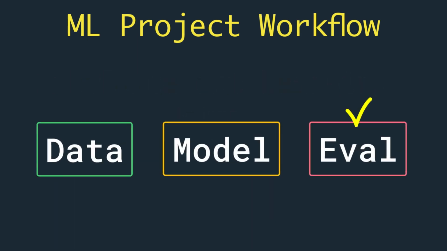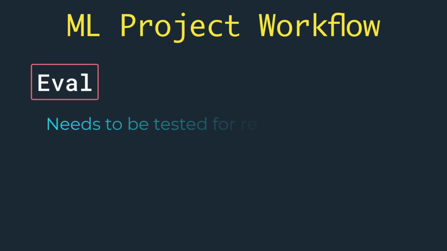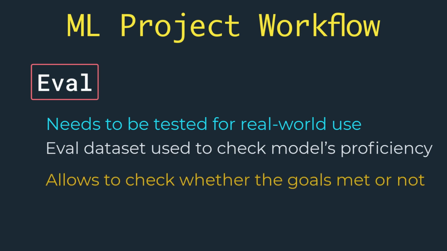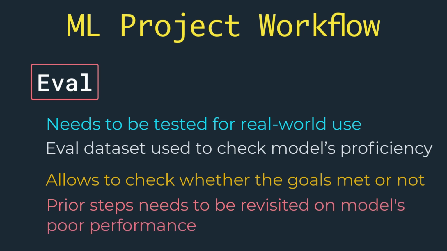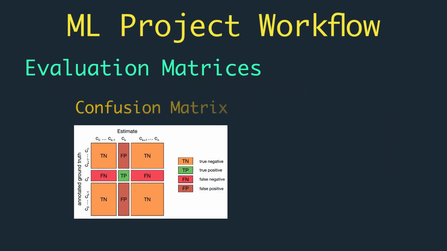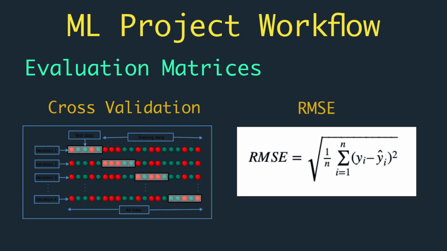The next phase in our workflow is the model evaluation. With the model trained, it needs to be tested to see if it would operate well in real-world situations. That is why the part of the dataset created for evaluation is used to check the model's proficiency. This puts the model in a scenario where it encounters situations that were not a part of its training. Evaluation becomes highly important when it comes to commercial applications. Evaluation allows machine learning practitioners to check whether the goals they set out to achieve were met or not. If the results are not satisfying, then the prior steps need to be revisited so that the root cause behind the model's underperformance can be identified and subsequently rectified. There are several evaluation metrics, like confusion matrix, cross-validation, and root mean square error, which are used for different kinds of problems.